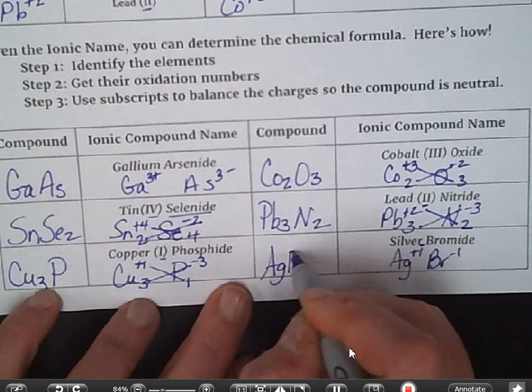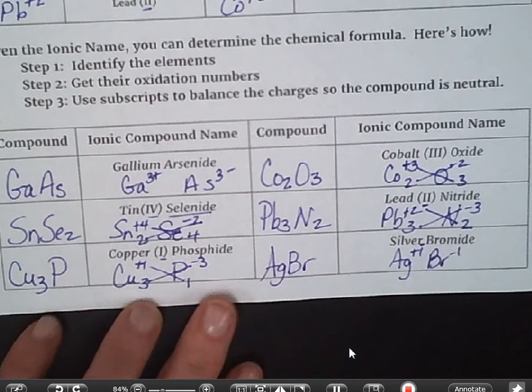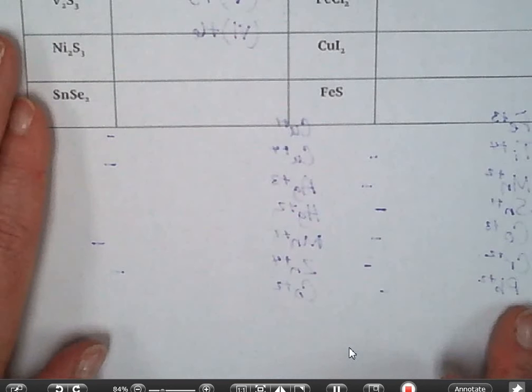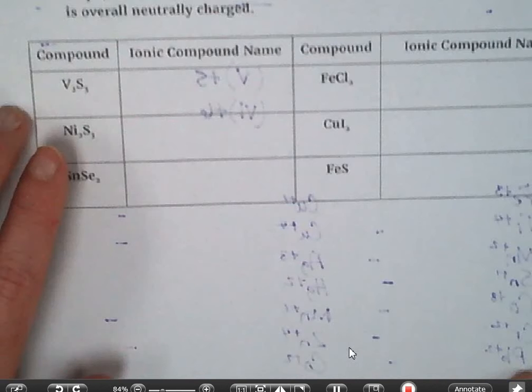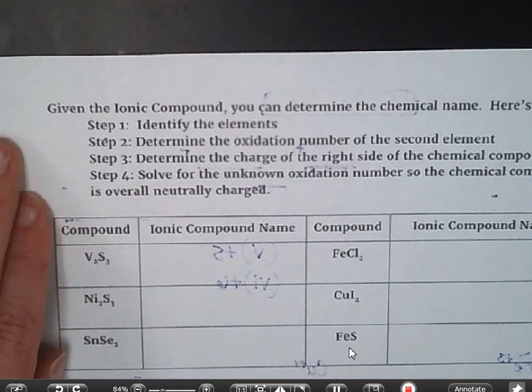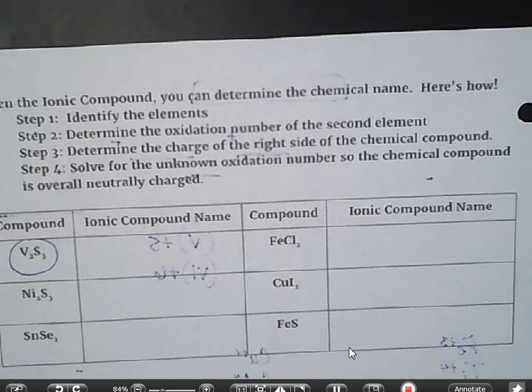All right, let's flip over to the back. And up here we have some, whoops, let's bring that down so you can see it. All right, over on the back, we're going backwards now. So if I give you the formula, you have to give me the name, right? So the first thing that I have to do, it tells me to identify the elements.